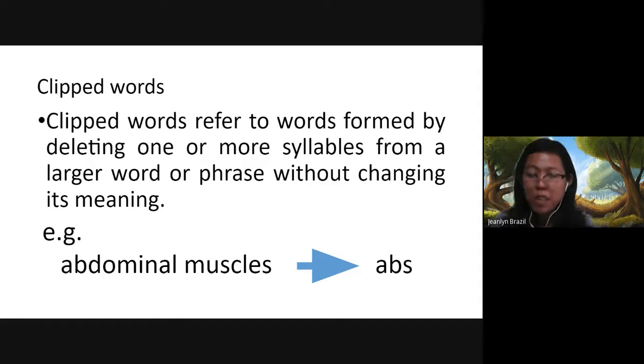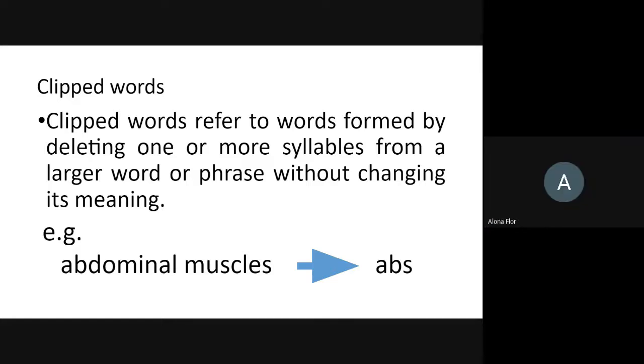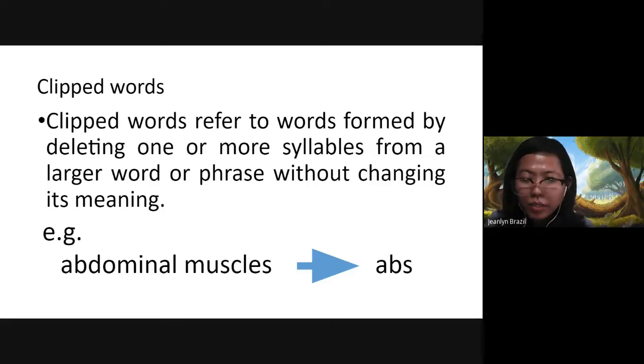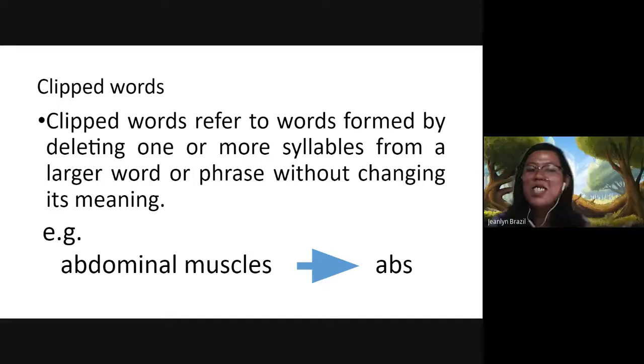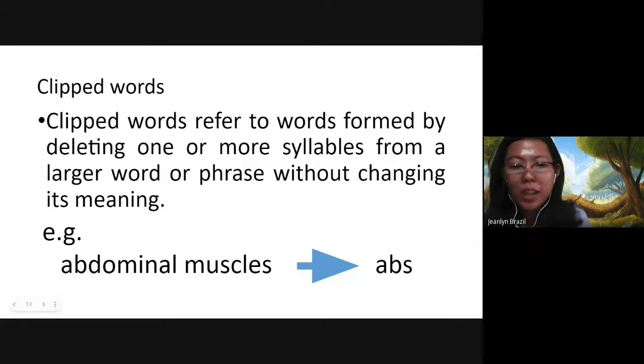Naging abs na. Alam nyo bang ibig sabihin ng abs? Alam nyo po ba? Saan nakikita ang abs? Sige, Hilary. Sa chan po. Yes, that's correct. Sa chan. Yung dinedevelop karamihan ng mga boys and syempre ng girls din. Yun yung abs natin sa parte ng chan. So that is abs. Or kung larger word naman siya or phrase, it's called abdominal muscles.